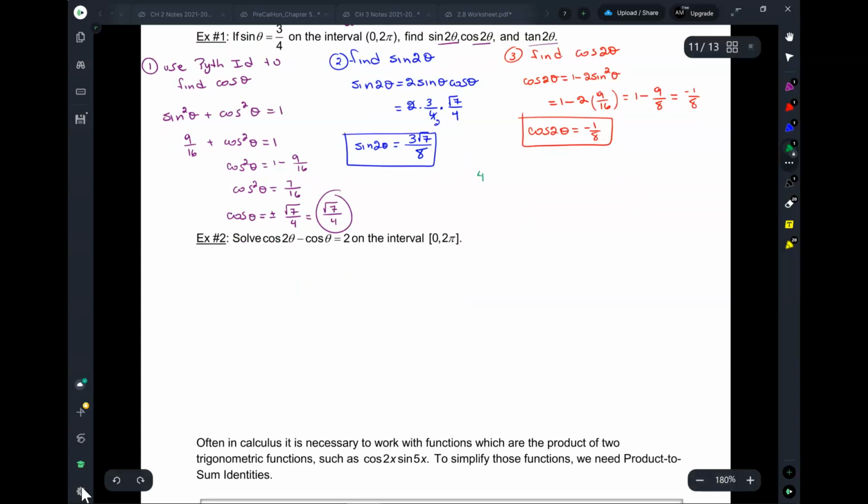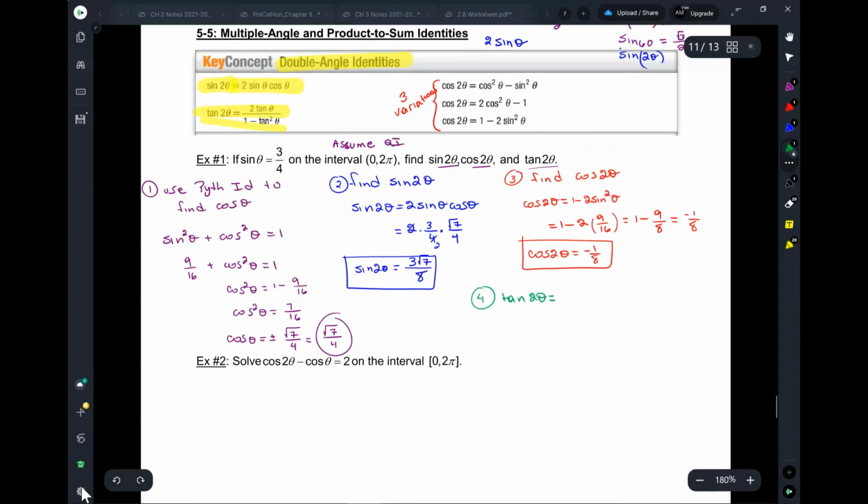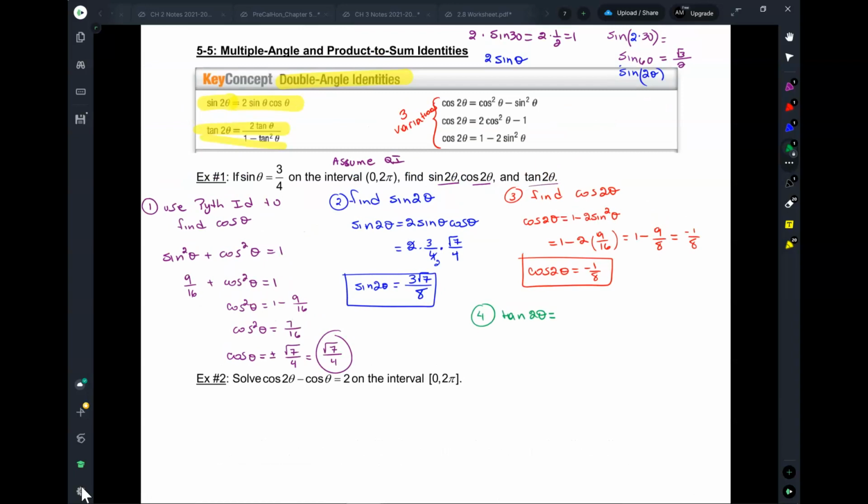So next, I need to find tangent of 2 theta. Now, here's a secret. Don't tell anybody. You can use this, but don't ever forget what you learned at the beginning of the chapter or even last chapter. What's tangent? Tangent is sine over cosine. Sine squared over cosine squared is tangent squared. Sine 2 theta over cosine 2 theta is also tangent 2 theta.